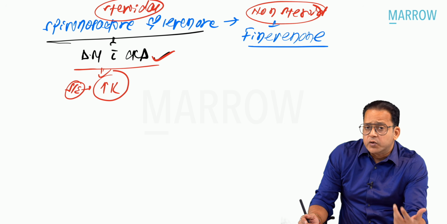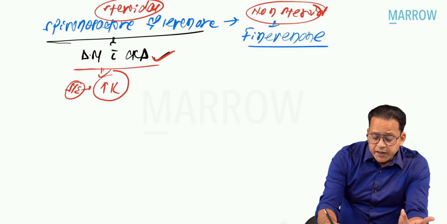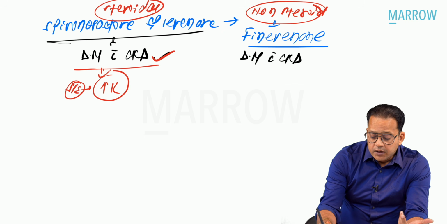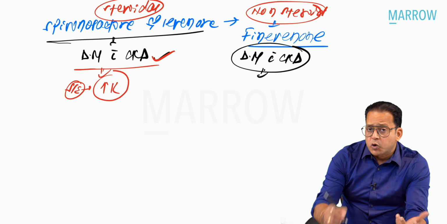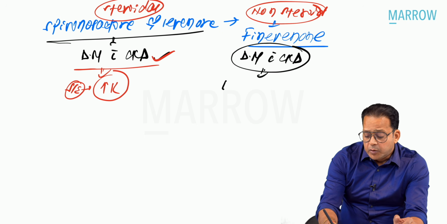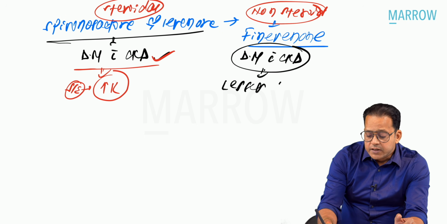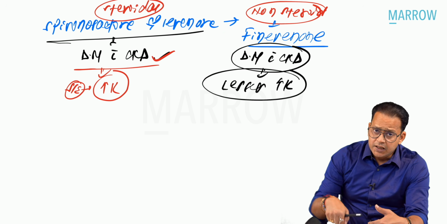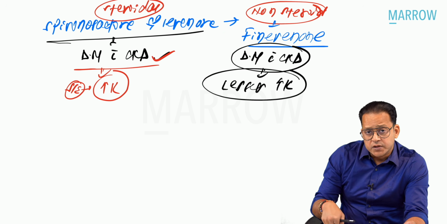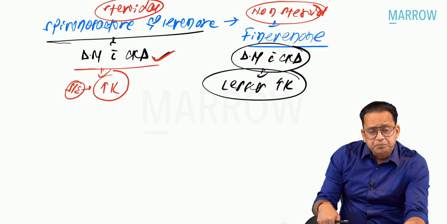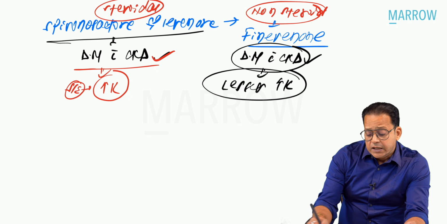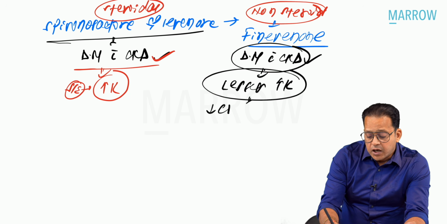So finerenone is a non-steroidal one, and that is the reason why this drug has even more selectivity for the mineralocorticoid receptor. And now, when I use this drug in diabetes mellitus with CKD, the benefit of this drug is, I'm not saying it does not cause hyperkalemia, but it has a lesser effect on hyperkalemia. Lesser hyperkalemia is seen with this drug. There is a reason why this drug is usable.